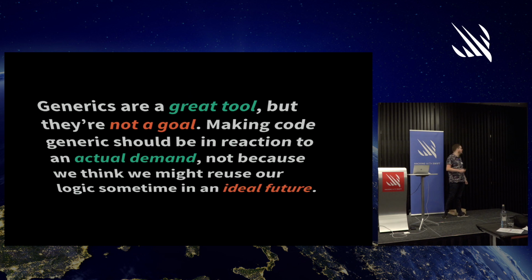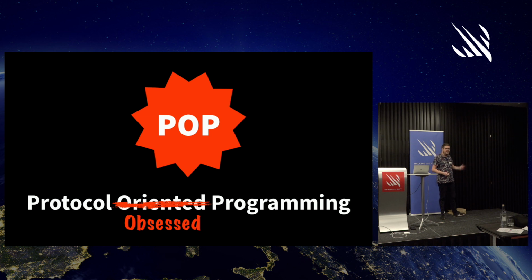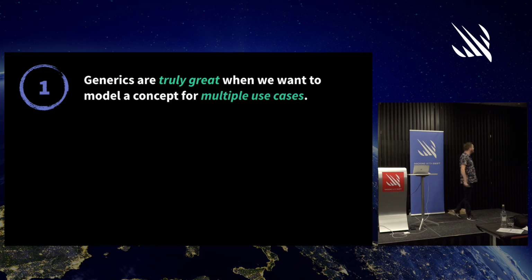So when we think about protocol-oriented programming going forward, I think it's important to stick to the fact that it should be oriented around protocols, but not obsessed with protocols. That's, I think, what's really important to keep in mind. So to sum up this morning talk about a very lightweight topic, I think that generics, they're truly great when we want to model a concept, a given concept that's a generic one, for multiple use cases. So think of array, think of this drawing function we have, think of any use case in your app where you have multiple use cases for the same functionality, which could be generalized into a more generic concept. That's what generics are really good for.